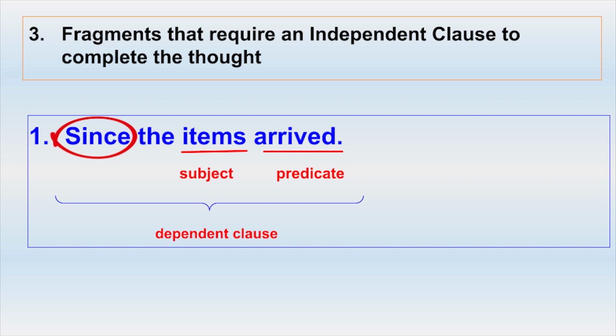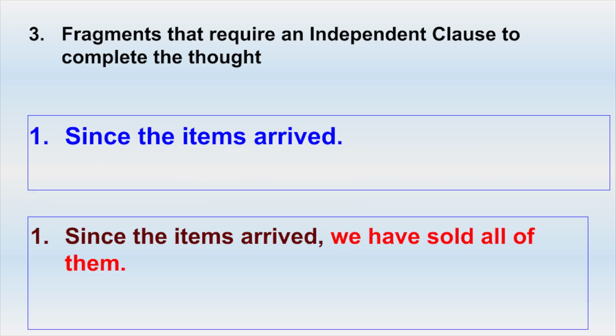Since the items arrived, what happened? We must add something to make it a complete sentence. We must add an independent clause. We may say, since the items arrived, we have sold all of them. We have sold all of them is an independent clause, and now our sentence makes sense. I recommend you watch this video, which gives a complete lesson on independent and dependent clauses.